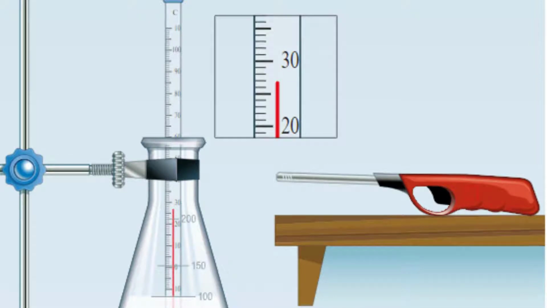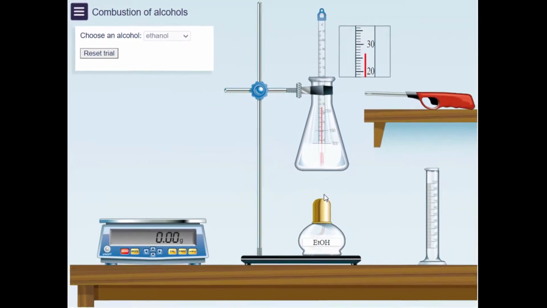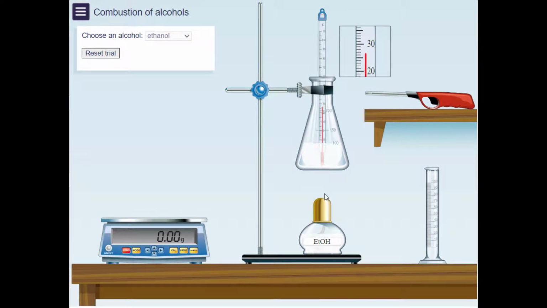The change in temperature of water during the combustion of your selected alcohol is a direct measure of the alcohol's energy content. Note that the increase in temperature of water should be kept constant in all of your experiments. An increase between 20 to 40 degrees will provide you with good data.